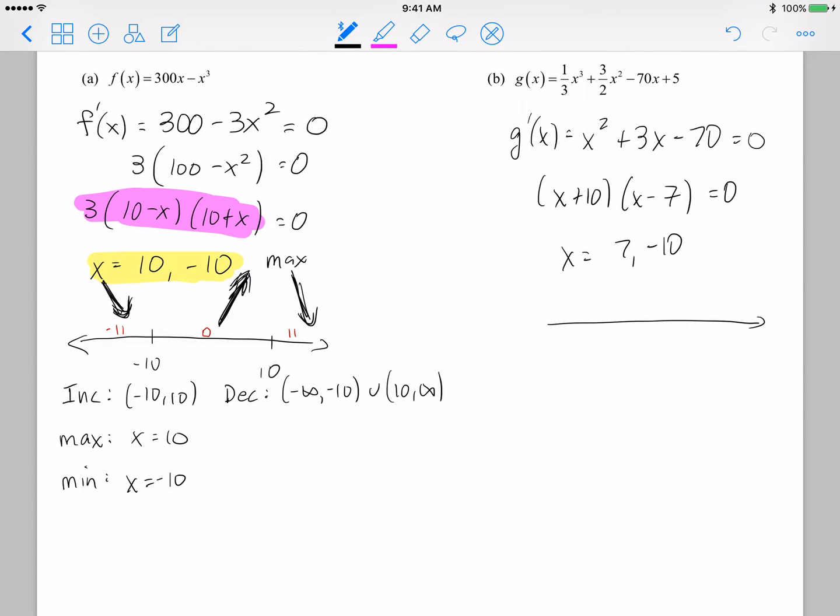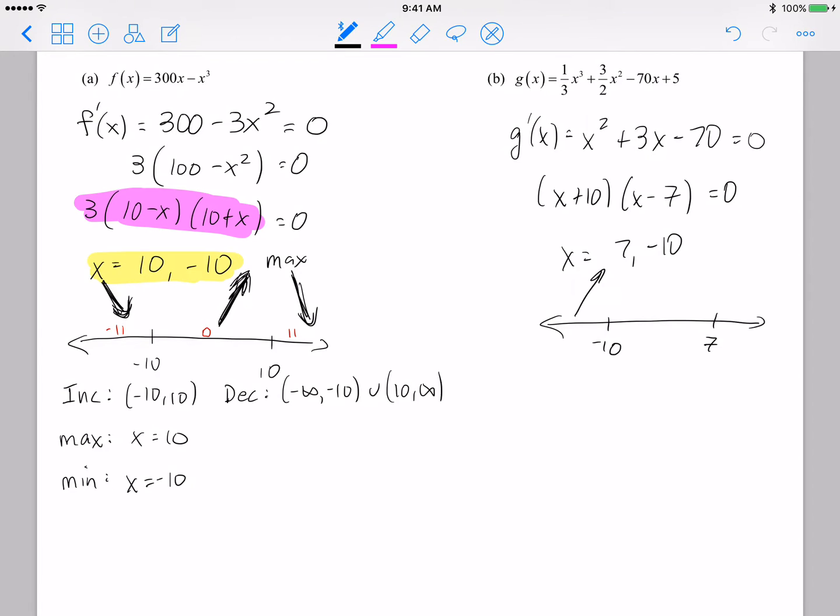I'm going to put those on a number line, so negative 10 is going to go here, positive 7 will go here. Okay, in the first section, if I want to plug in negative 11, the first factor of the derivative is going to be negative. The second factor is also going to be negative. And so a negative times a negative will give me a positive.